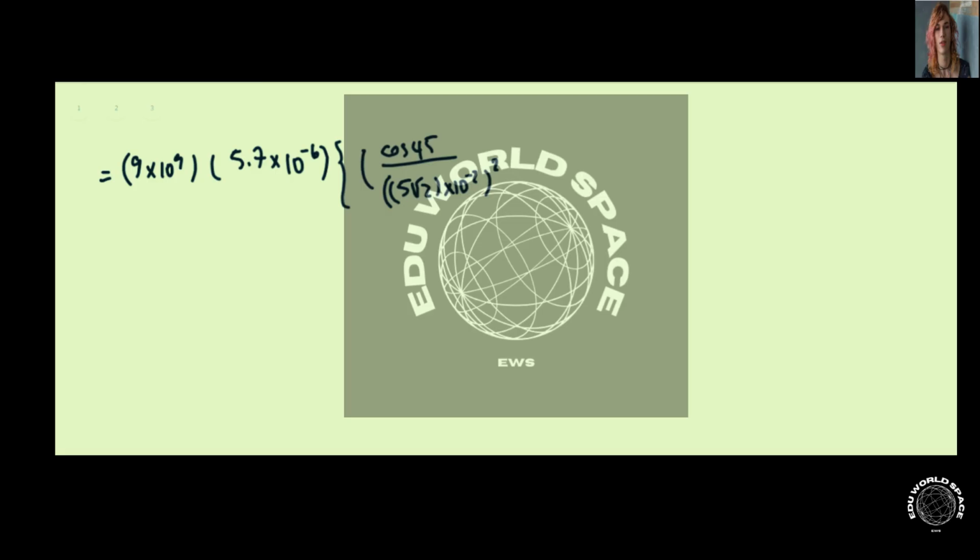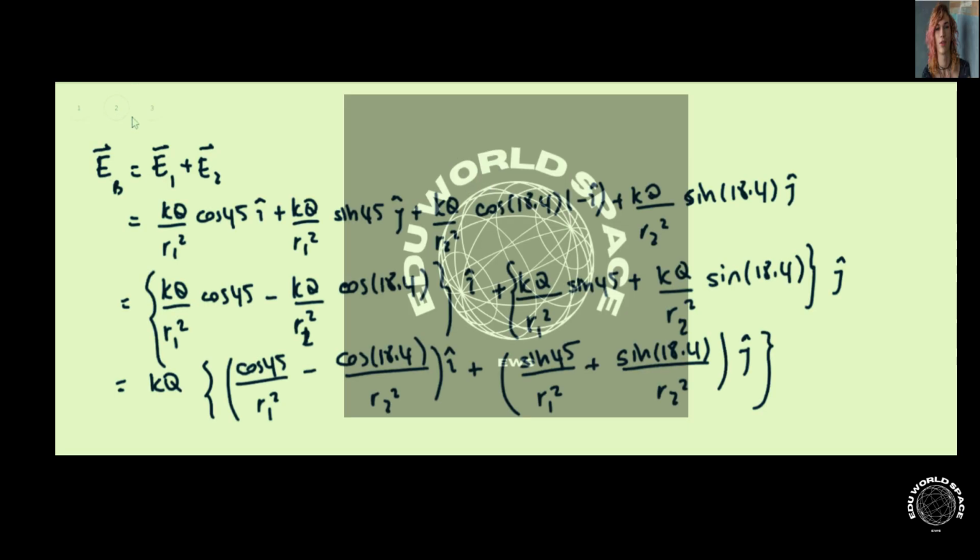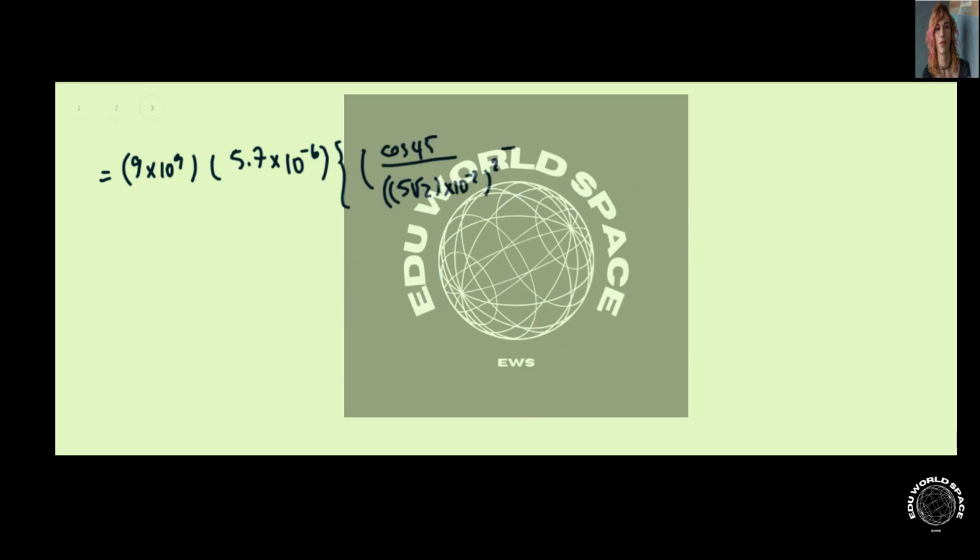And minus what we have here, cosine 18.4 over the distance r2. We had found it to be square root of 250. Again, we need to convert this to meters squared. This is i hat.